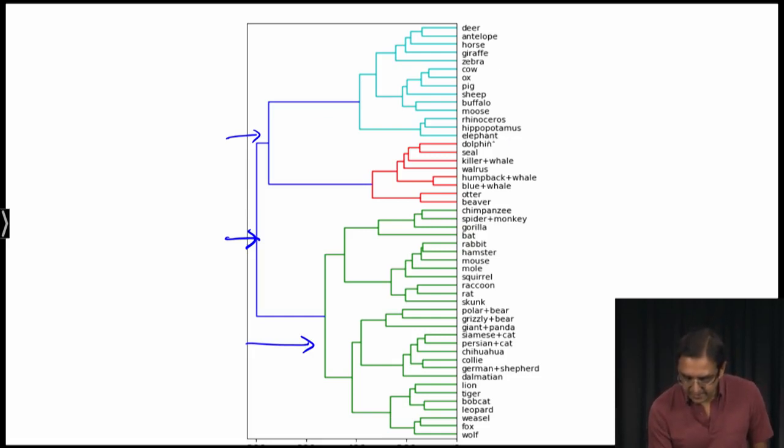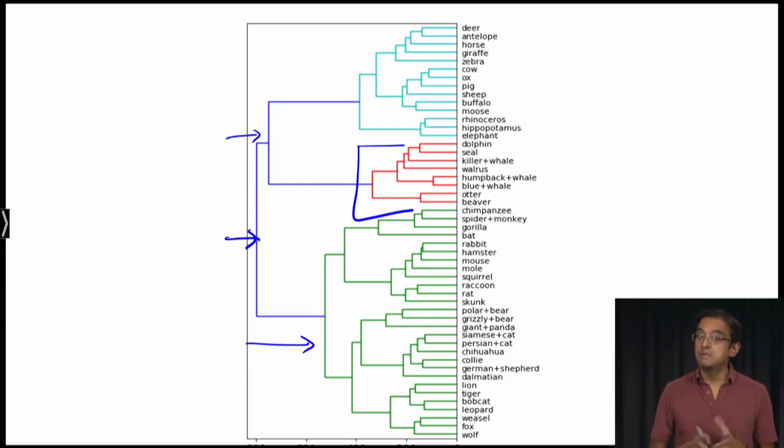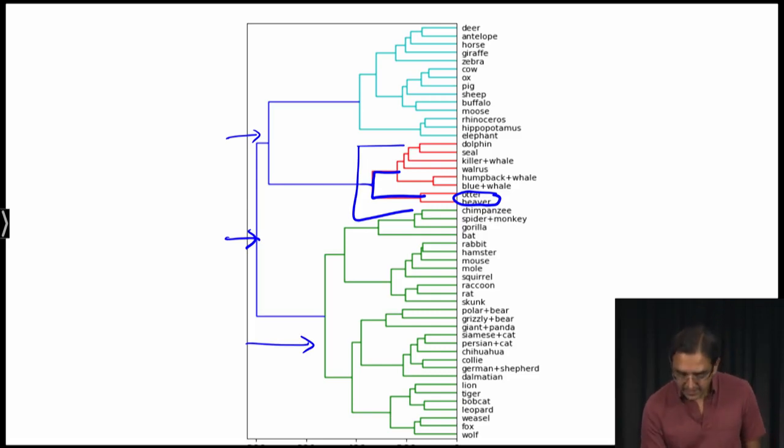Okay, so let's look at this cluster over here, the red one. What do we have there? Well, we have dolphin, seal, killer whale, walrus, humpback whale, blue whale, otter, and beaver. That seems pretty reasonable. Animals that live in the sea or river or close to the river. The first split in that cluster is into these two groups, and we get this little cluster over here, which contains just otter and beaver. And then we get a larger cluster over here that contains all the whales and dolphins. Again, a very reasonable way to split that cluster.